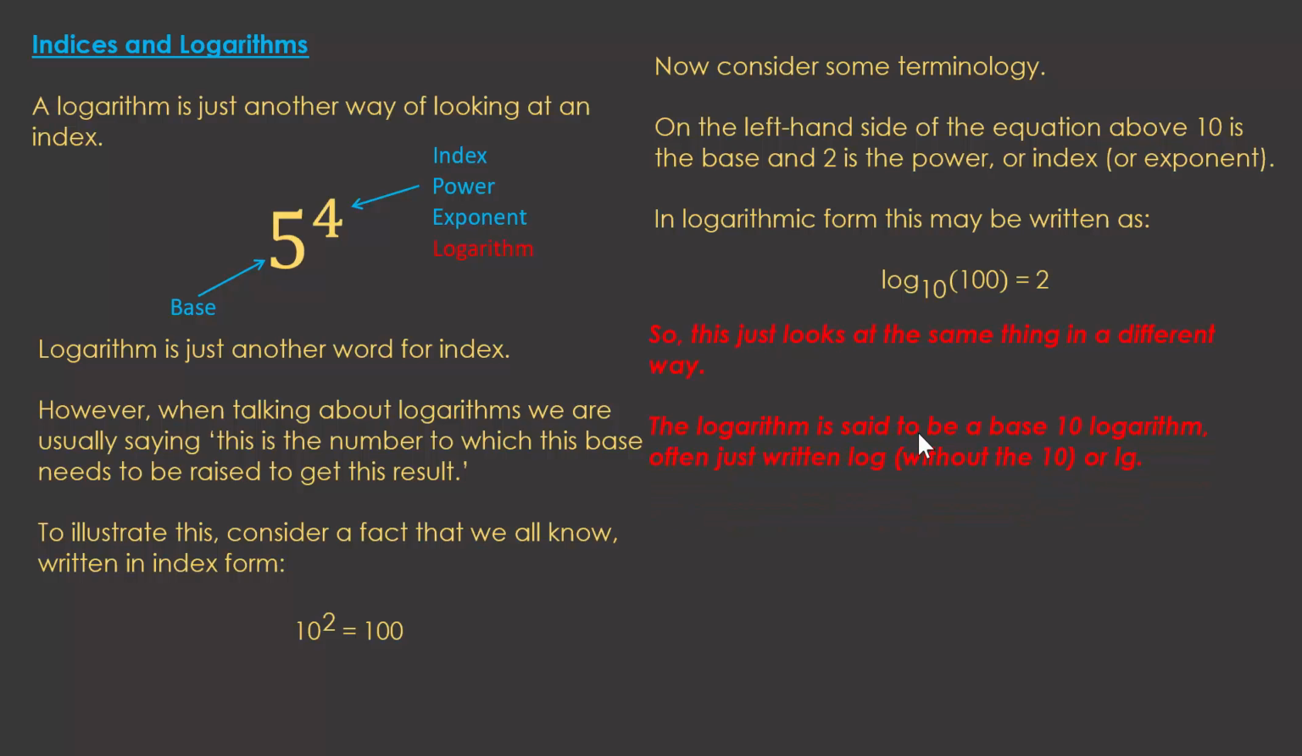The logarithm is said to be a base 10 logarithm, often just written as log without the 10 or LG. What this says is that if I am working in base 10, then the power that I need to raise the 10 to in order to get 100 is 2. So 10 squared is 100. If I'm in base 10 and I want to get 100, I need to use a power of 2. And that's what a logarithm is.